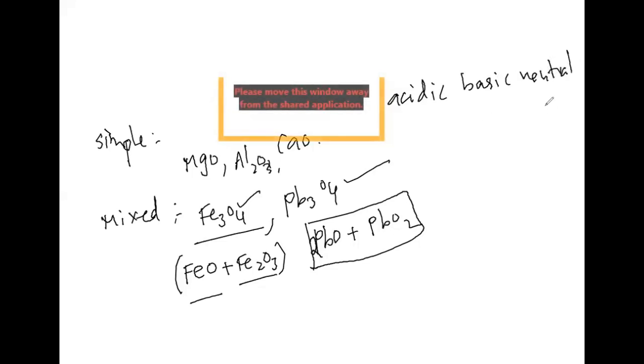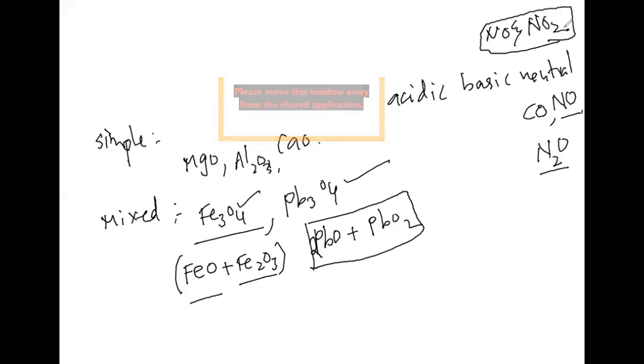The best examples for neutral oxides, I am going to take CO, NO, and N2O like this. In the previous class I said that NO and N2O will be the neutral oxides, and I said one more thing, that NO and NO2 will be the odd electron species which are paramagnetic in nature.